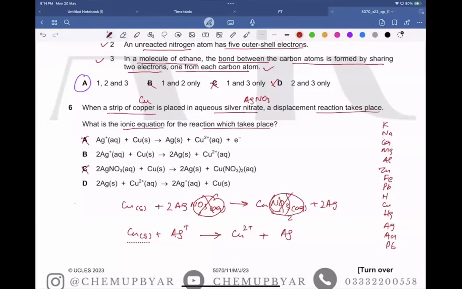So A goes wrong. C goes wrong because C is the complete equation. Here they have mentioned Ag silver, but here Ag is an ion in the aqueous state, so D goes wrong. So B is the correct answer, because nitrate is aqueous on both sides, and they ask you to make the ionic equation.